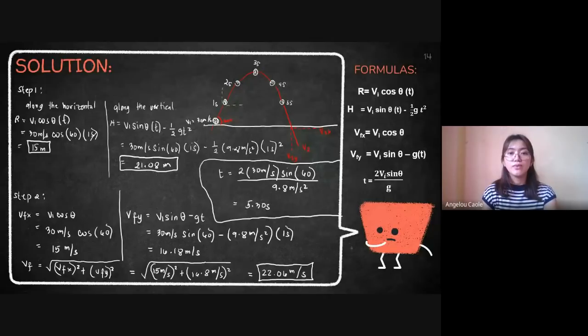Okay, so again, the position of the ball after 1 second for the x component is 15 meters. For the y component, it's 21.08 meters. Its final velocity after 1 second is 22.06 meters per second. And its total flight time is 5.30 seconds. So that is for the fourth problem.